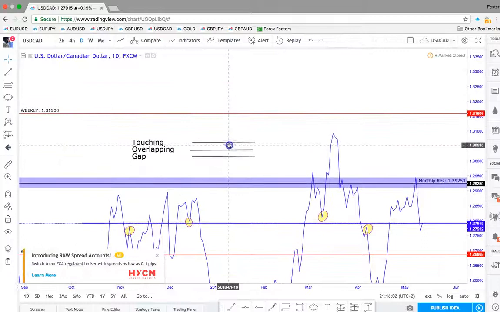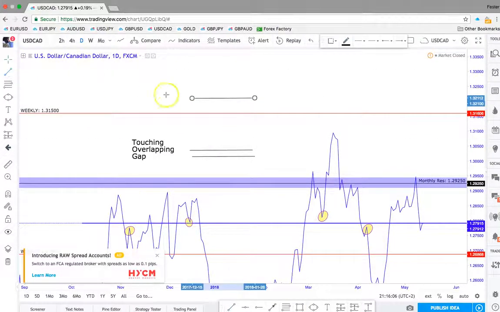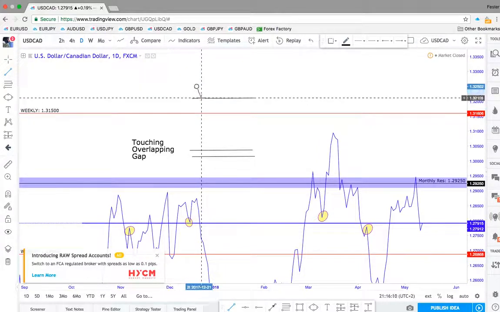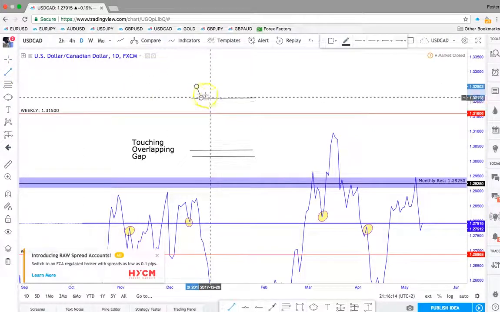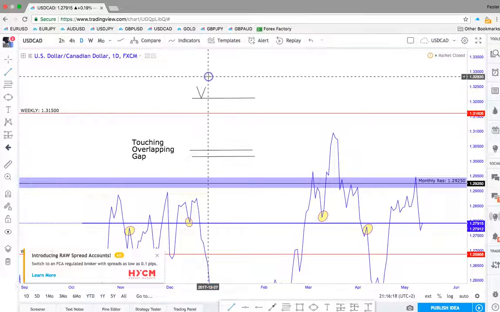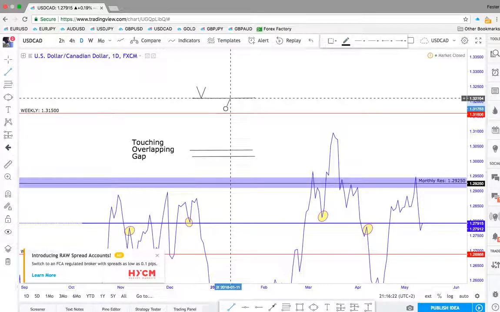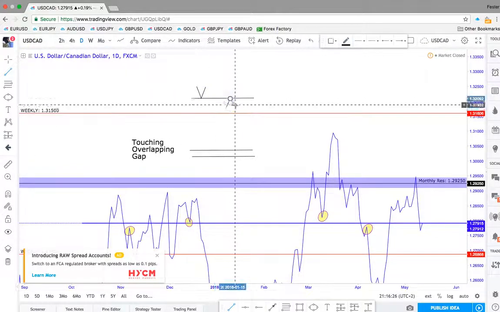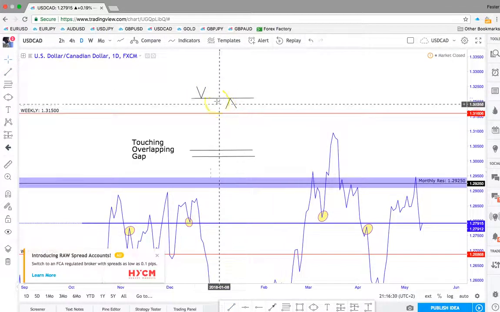So let me show you an example of touching. Let's do it up here. So touching is when you find this happen on both ends. I need you guys to remember that. The market comes down and it touches that level as support, and then also touches it as resistance. Now, this is an example of touching.